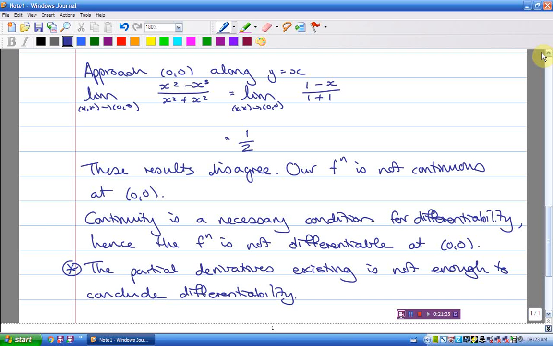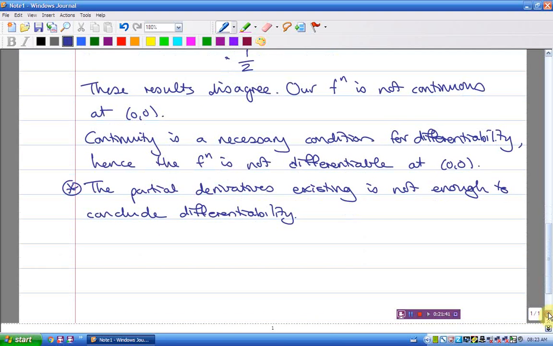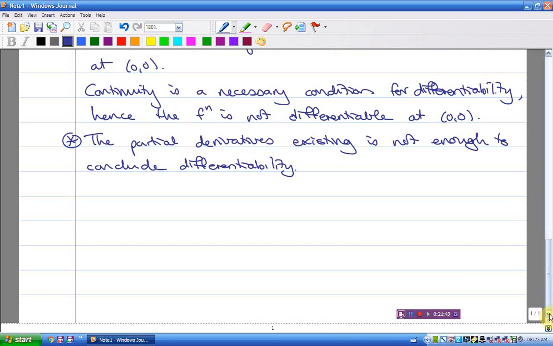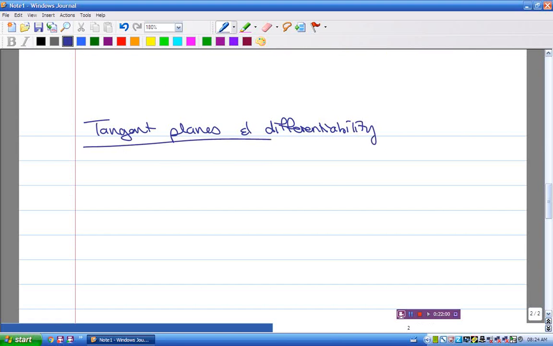Okay, let's move on. I'm going to jump page because I'm almost at the bottom of this page and I'm starting a new section. So here we go. Differentiability and tangent planes. I'm going to mix that around. Tangent planes and differentiability.